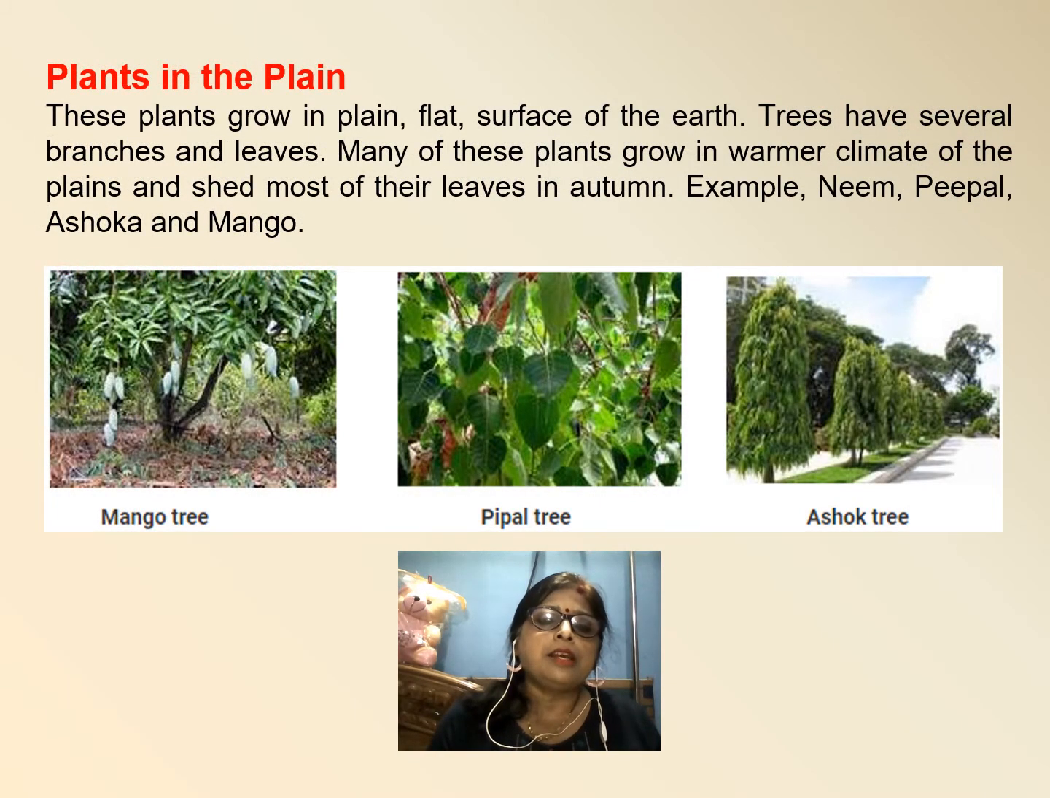Your second topic is plants in the plain. As you know, plain is the flat surface of the earth. Trees have several branches and leaves. Many of these plants grow in the warmer climate of the plains and shed most of their leaves in the autumn season. Examples of the plants which grow on the plain are neem, peepal, asoka, and mango. So many plants grow in the warmer areas.